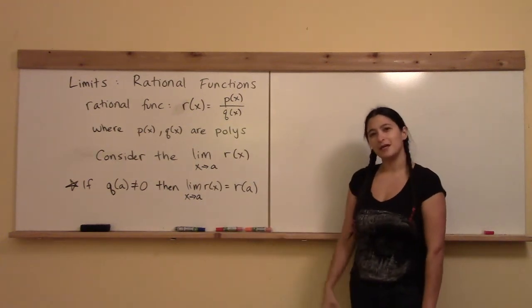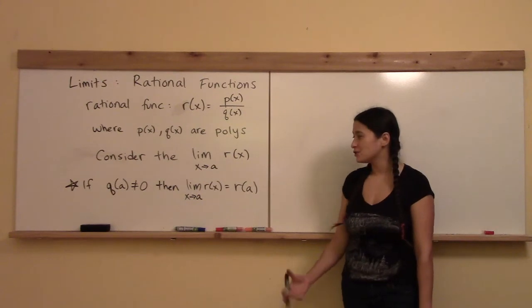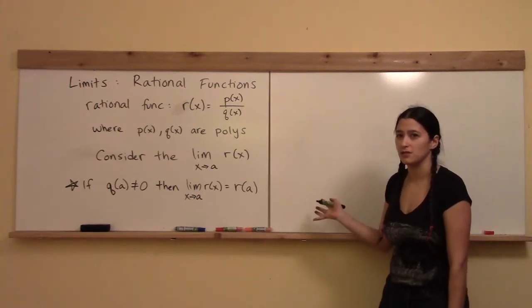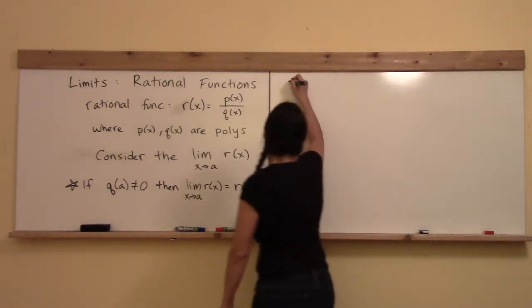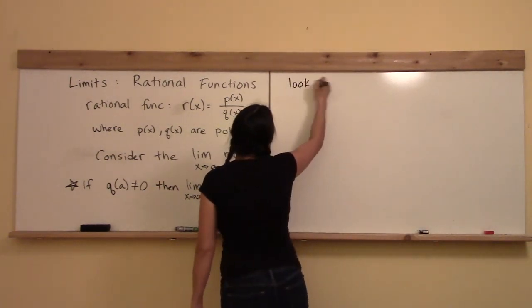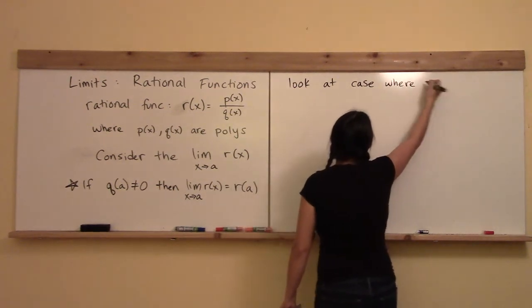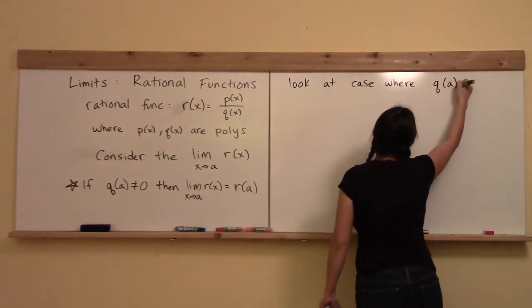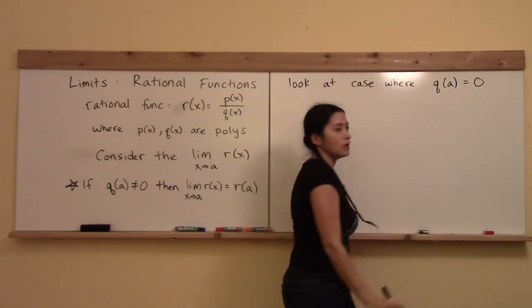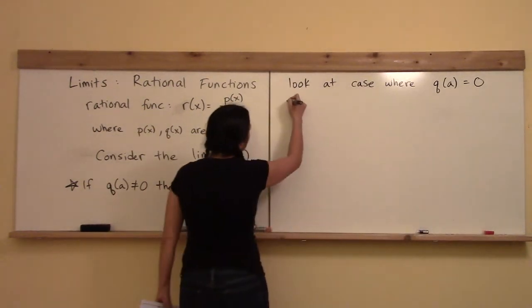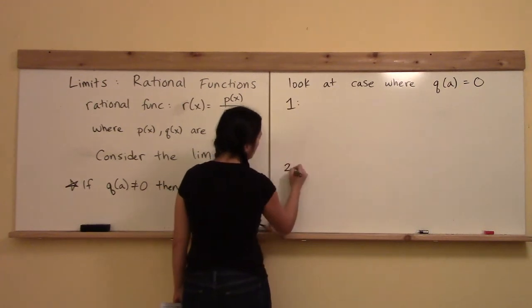Okay, so let's spend the rest of the time talking about what happens when you plug in a and q of a turns out to be 0. Those are going to be all the bad places. So now let's look at the case where I take the a and I plug it into the q and it equals 0. Okay. Now there's two things that can really happen. I'll call it case number 1 and case number 2.